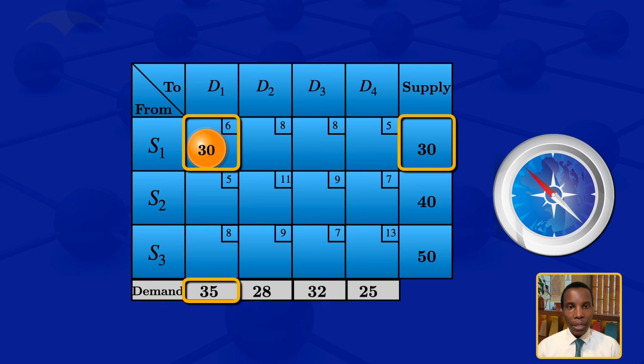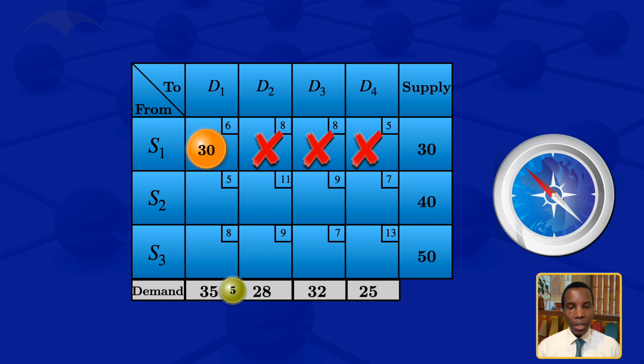But when you allocate 30 units, we have reached this supply constraint. So that means we can no longer allocate in row S1. So we'd have to cross out all other cells in the row S1 to indicate we can no longer allocate. So I'll cross out here, cross out here, cross out here. But for the demand, we have allocated 30, but we're having 35 here. So we are still left with 35 minus 30, which gives us a 5.